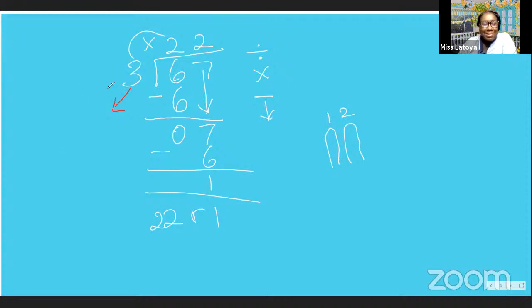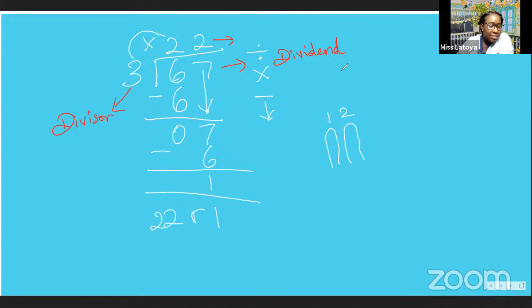It's called the divisor. So the 3, the number on the outside, is called the divisor. The 67, what is it called? Oh, almost. It's called a dividend. Parts of a division question. So the divisor is the 3. The dividend is the number on the inside. And what about the answer? What is the answer called in a division sum?